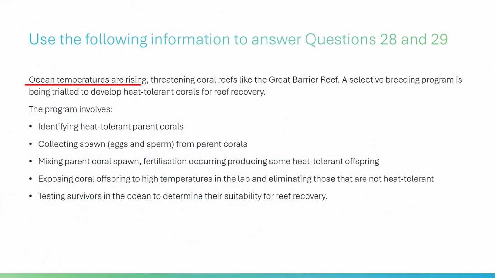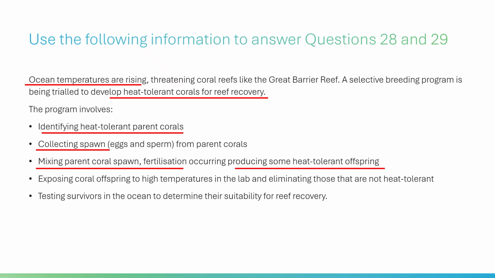Ocean temperatures are rising, threatening coral reefs like the Great Barrier Reef. A selective breeding program is being trialed to develop heat-tolerant corals for reef recovery. The program involves identifying heat-tolerant parent corals, collecting spawn, eggs and sperm from parent corals, mixing parent coral spawn, fertilization occurring producing some heat-tolerant offspring, exposing coral offspring to high temperatures in the lab and eliminating those that are not heat-tolerant. Testing survivors in the ocean to determine their suitability for reef recovery.